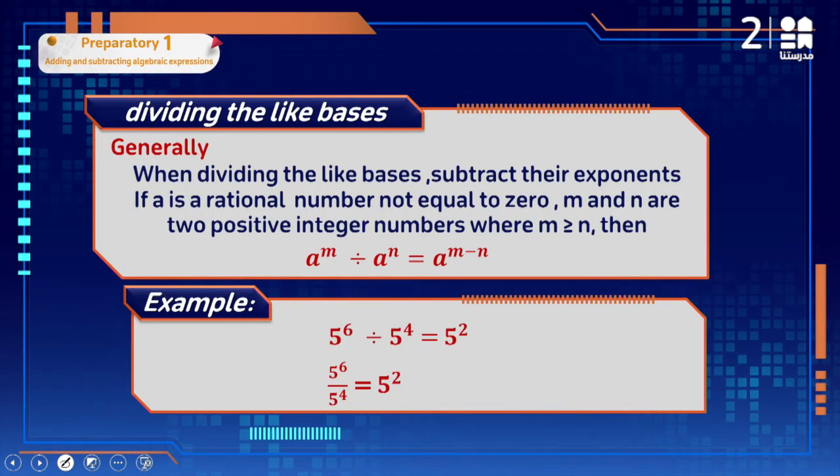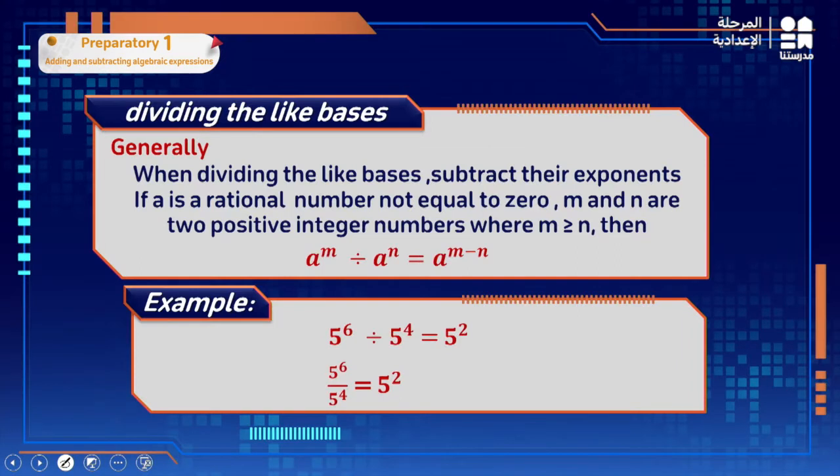By the way, we can write it as a division sign, or we can write it as a fraction. Do you see 5 to the power of 6 is at the top as numerator, and 5 to the power of 4 is at the bottom as denominator, so we will subtract 6 minus 4.